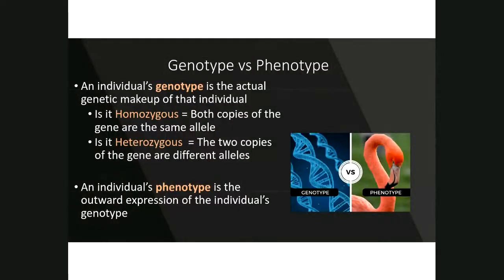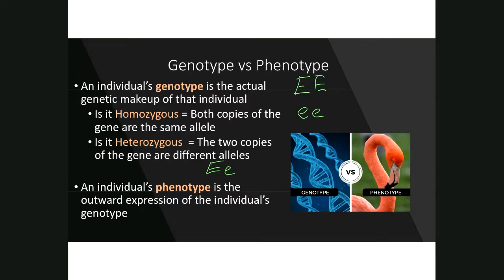Okay, so what is the genotype going to look like? Is the genotype going to be homozygous, for example, big E, big E, or little e, little e? Or is it going to be heterozygous? Two copies of the gene are different. We have big E and little e.